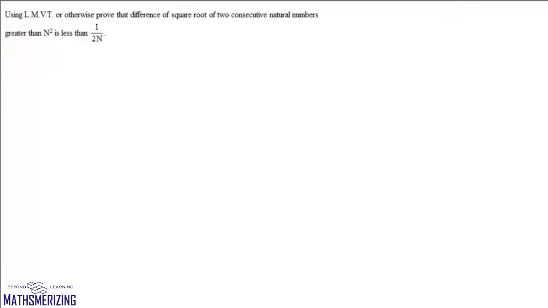Now here the question is, using Lagrange's mean value theorem or otherwise prove that the difference of square roots of 2 consecutive natural numbers greater than n square is less than 1 by 2n. So we have 2 numbers, say n and n plus 1, which are greater than n square, and we need to prove that under root of n plus 1 minus under root of n is less than 1 by 2n.